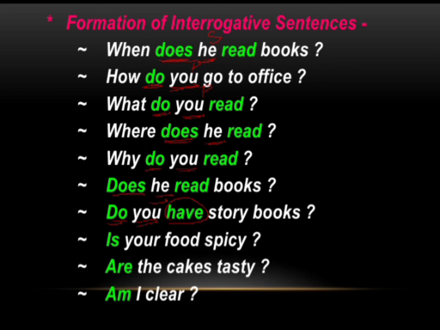The next sentence is, is your food spicy? Food is considered to be singular and so we use is. Are the cakes tasty? Cakes is plural because s is there, cakes plural and so we use the plural be verb are. Am I clear? So because I is there, we use am.